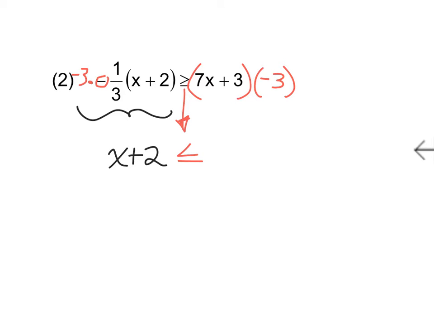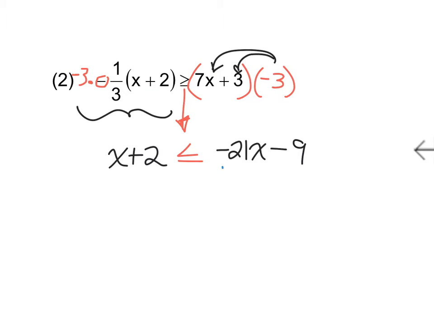All right, right-hand side, what do I have to do? Multiply by negative 3. What property is that called? Distributive. So negative 21x minus 9. Now what? We could, but ideally, we always want to have our variable on the left-hand side. Add 21x. So add 21x.